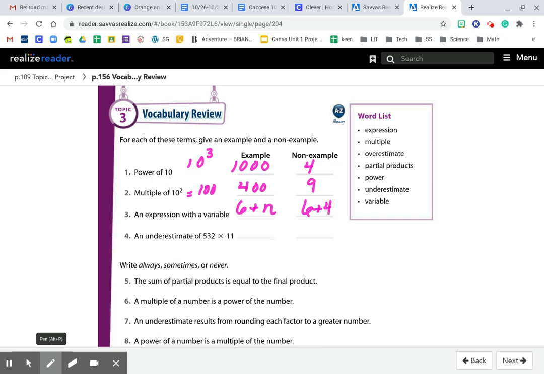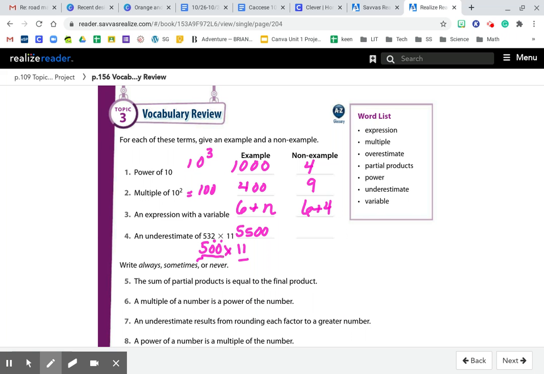An underestimate of 532 times 11. Underestimating, I'm going to round that down to the largest place value. And maybe I'll leave 11 alone. That's using my compatible numbers. Solve a simpler problem. 5 times 11 is 55. Bring over my 2 zeros. So that would be an underestimate because I brought one value down.